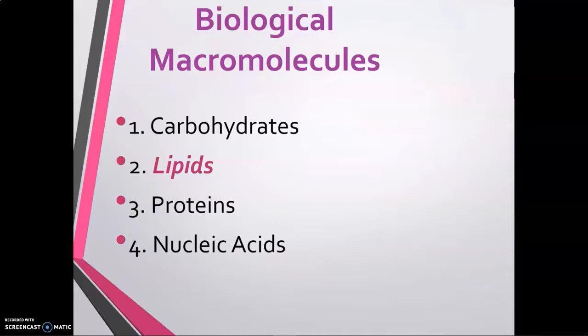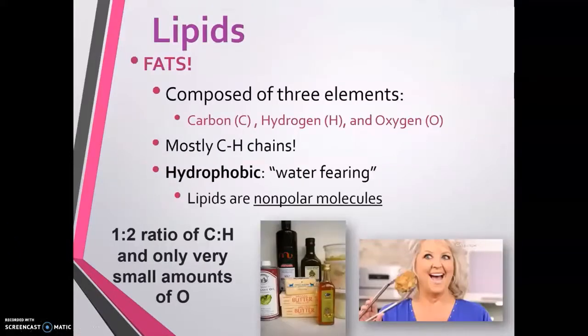The next macromolecule that we're going to talk about is lipids. Lipids are fats. They're composed of three elements, the same three that we saw in carbohydrates actually, carbon, hydrogen, and oxygen. The difference here is you don't have the same number of oxygen atoms. Lipids are almost exclusively carbon-hydrogen chains. So we don't see a 1 to 2 to 1 ratio. We mostly see a 1 to 2 ratio just of carbon and hydrogen, and there might only be 1 or 2 oxygen atoms in the entire molecule of hundreds of atoms.